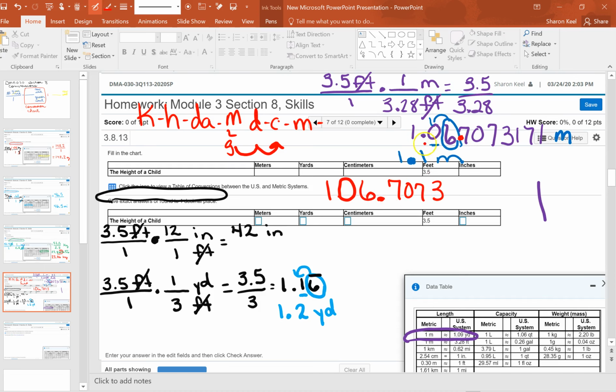So if I have this long number, I'm going right 2 places. That's going to give me 106.7073. What I did was I started here and I went right 2 places. That gives me this number for centimeters. And for centimeters, we need to round again. It says 1 decimal place here. So the 0 makes the 7 stay the same. That's going to give us an answer of 106.7 centimeters. There we go. That's all good.